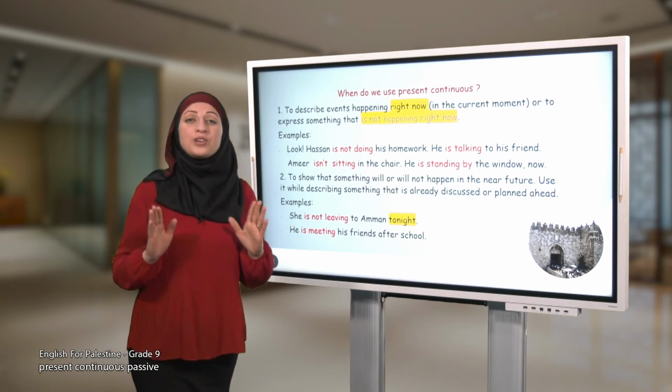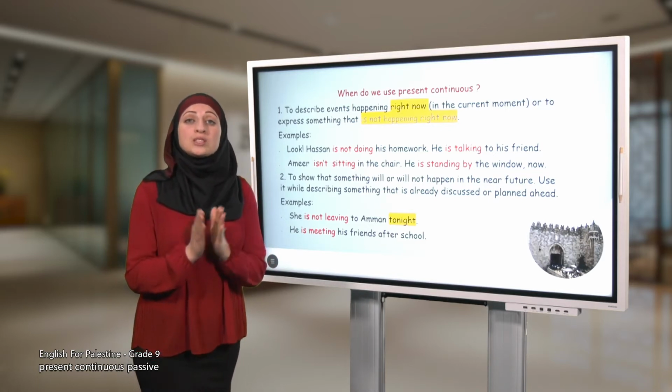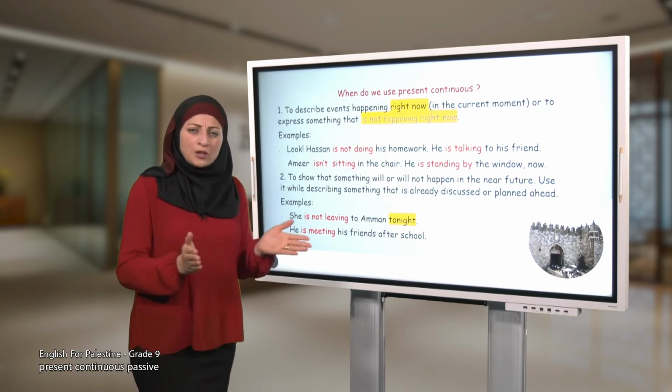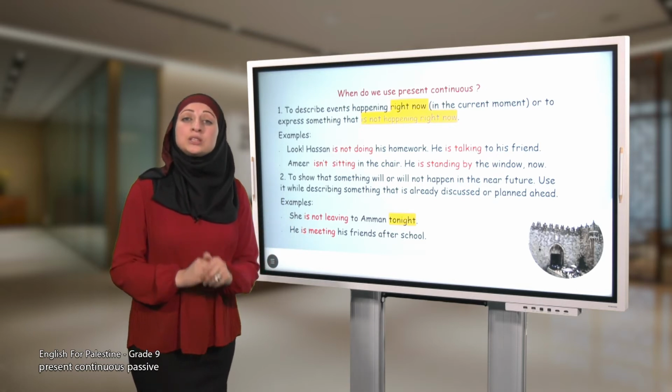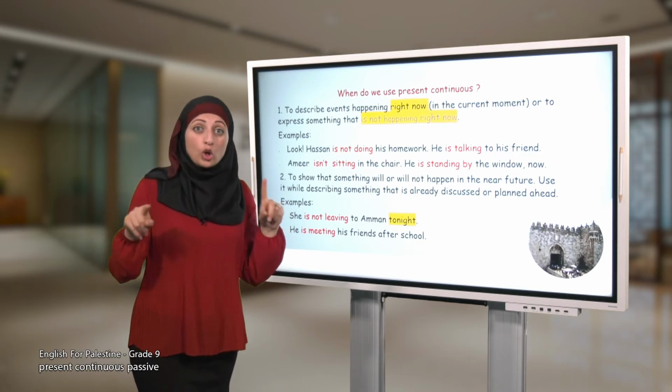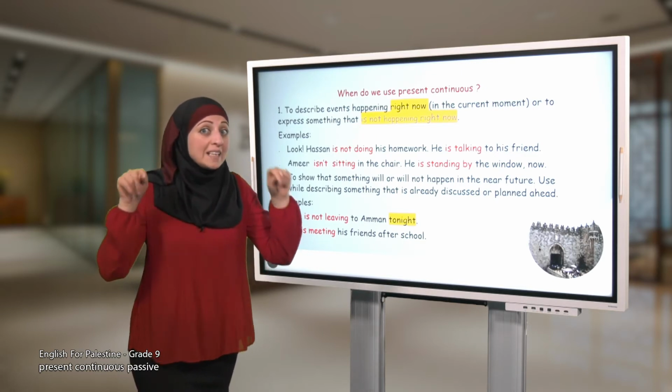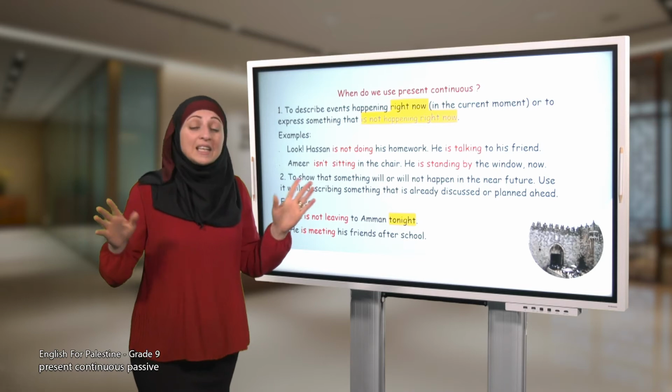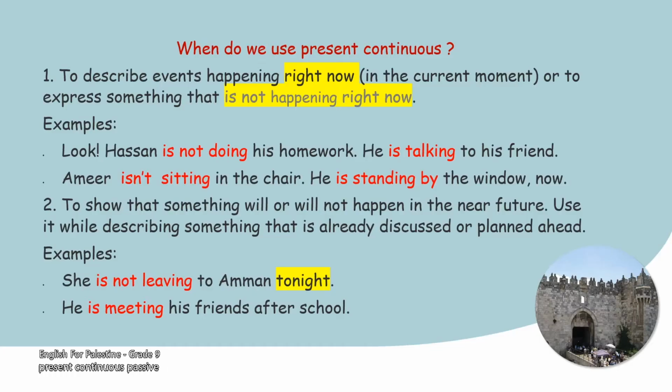Let's start with the first question. When do we use present continuous? In fact, we use present continuous to talk about an action that is happening or not happening right now, at this moment. For example, look, Hassan is not doing his homework. He is talking to his friend. So, is talking is present continuous tense and it is happening right now.